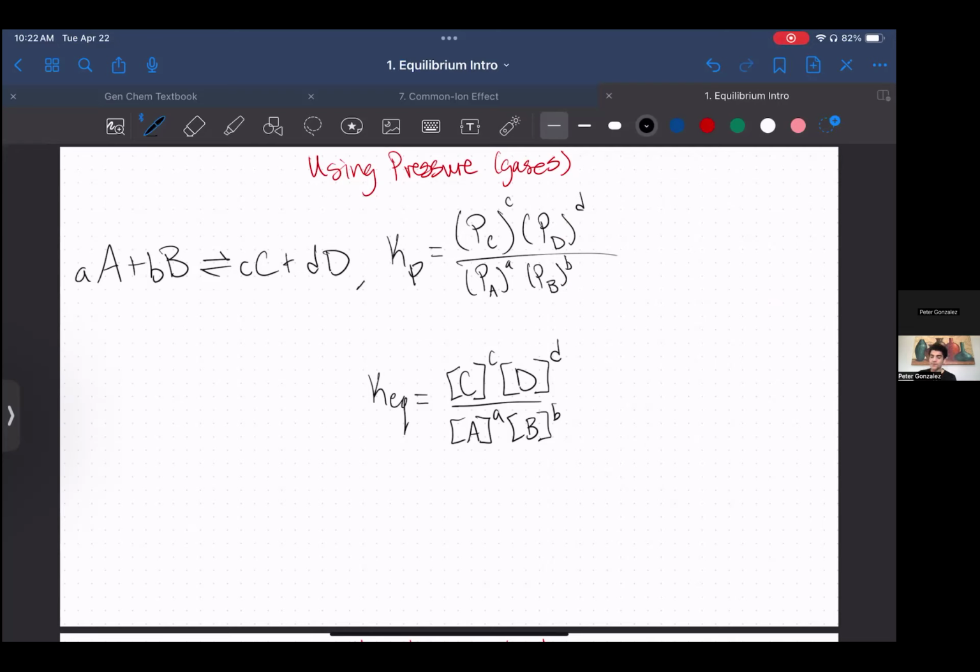And honestly, all the time, you don't always have four things in your reaction. Maybe it's just three, like with A, B, and C. In that case, you get rid of D, or maybe A breaks up into B and C. In that case, you get rid of one thing. This is just me giving you the very general building blocks for these constants.